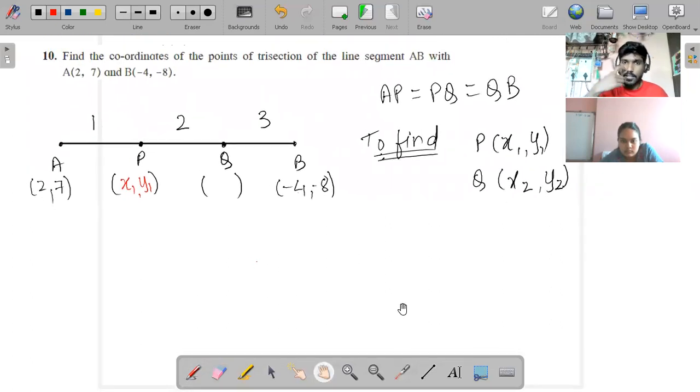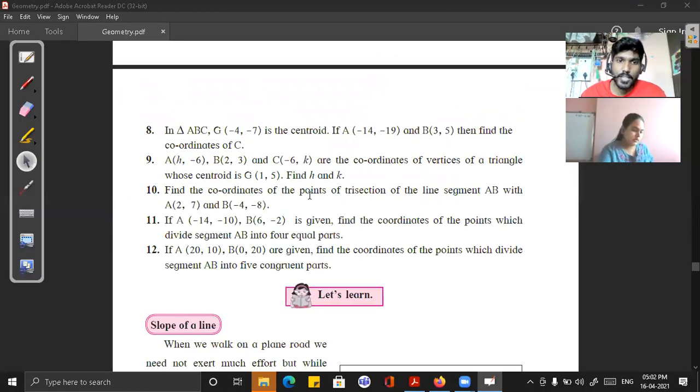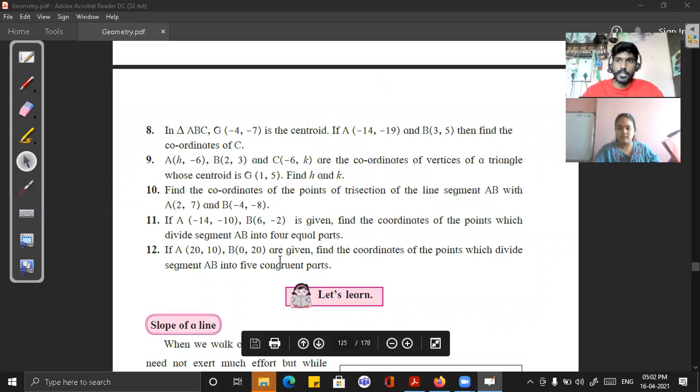Okay, this sum we will do in our next class. It will take approximately 10 to 15 minutes. We'll start the sum fresh because there are two more types of the same sum, with 4 equal parts and 5 equal parts. So it is better we start it fresh in our next class.